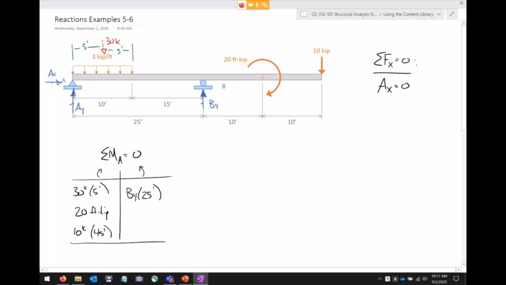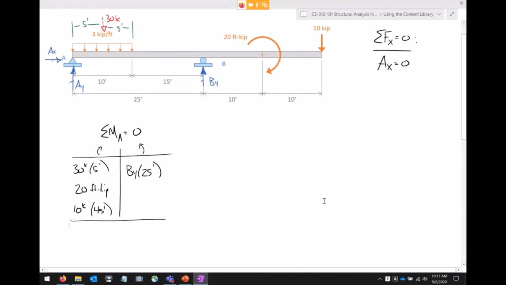So the real takeaway from this is that whenever you're dealing with a concentrated moment, you don't multiply it by a moment arm. You just add it along with all of the other moments that you're summing, because it is in and of itself a moment. And that's really the only quirk to it. Other than that, it's handled the same way. So 30 times 5, that's 150. The 20, that's just 20. 10 times 45, that's 450. So 450 plus 150 plus 20 is 620, and we'll just use our shorthand foot kips, is BY times 25 feet.